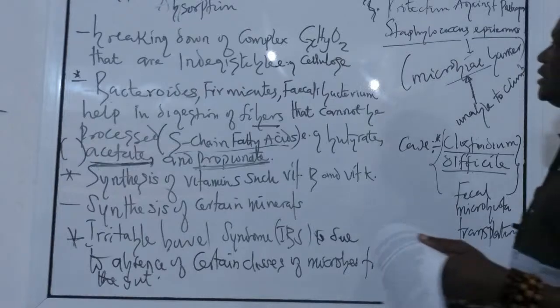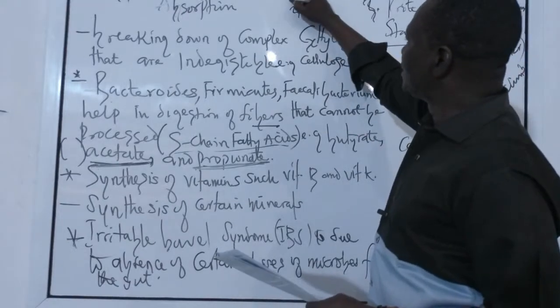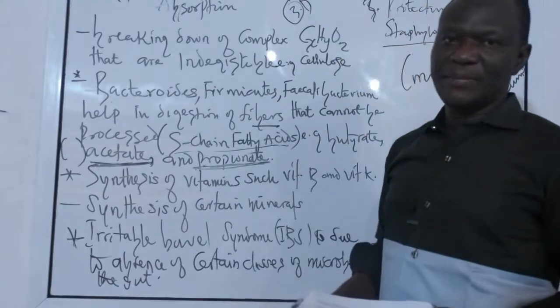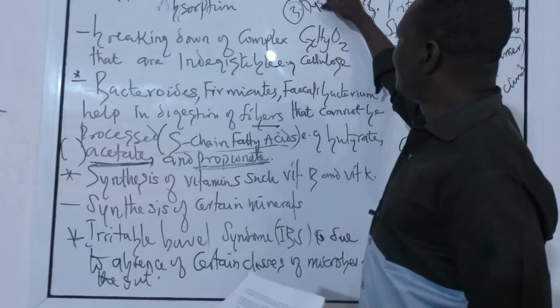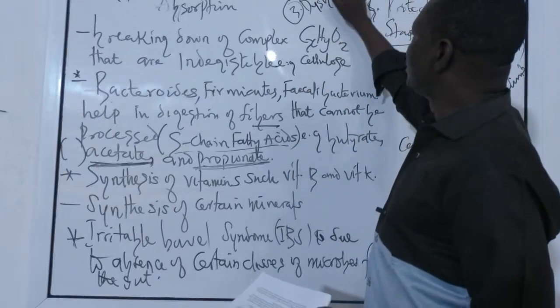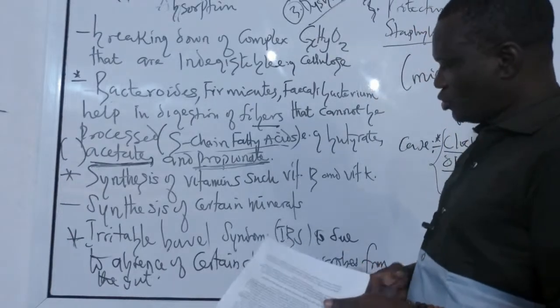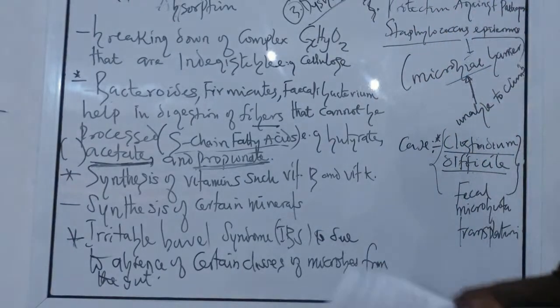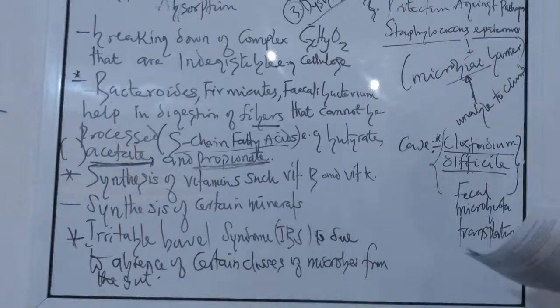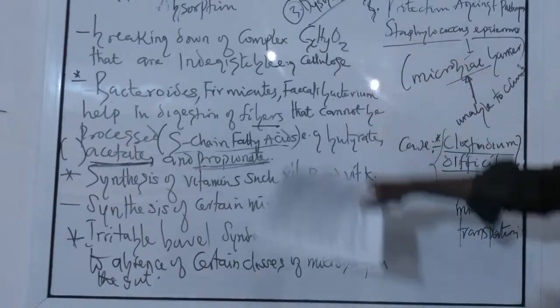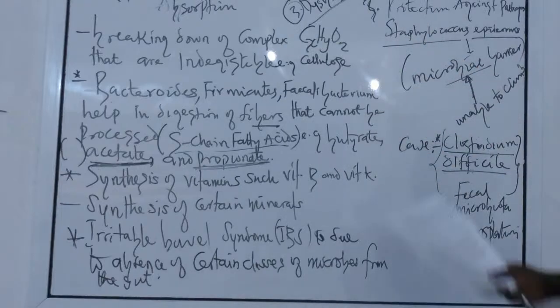Just like I said, the next one we are going to look at is the state of imbalance, that is dysbiosis and diseases. That will be the third thing we continue with. Don't forget what we have mentioned today. The first is the role played by microorganisms in human microbial interaction. The first role is that they play as immune modulators. The second is the role they play in digestion and nutrient absorption.